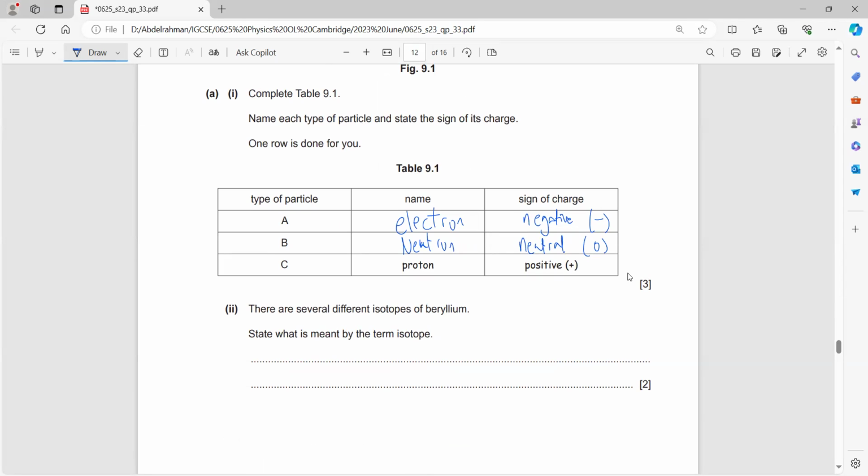What is meant by an isotope? Same atomic number but different mass number. Same atomic number, but different mass number. Good.